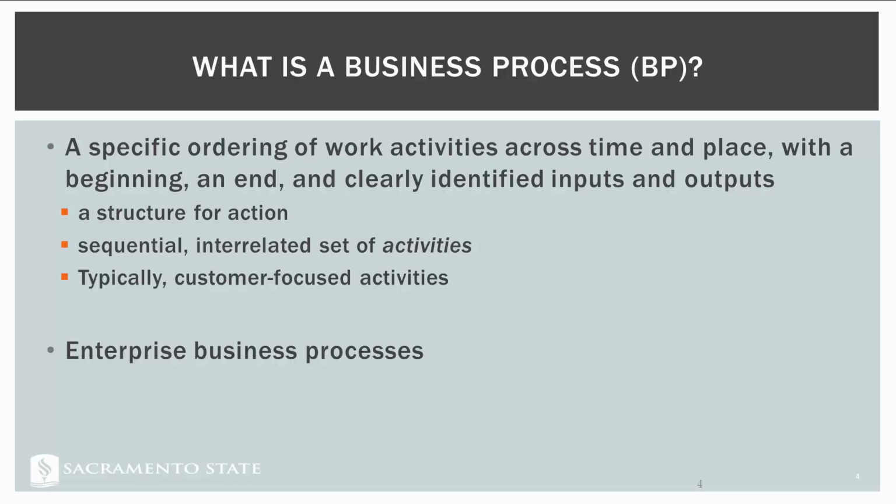It also has been described as a structure for action, which I think is a little vague. I like the definition, the sequential interrelated set of activities. And oftentimes we are specifically talking about customer-focused activities, although it doesn't have to be. So we're clearly talking about a set of activities, a set of tasks, a set of things that happen over time. So something happens, then something else happens, then, depending on what happened in the last step, either this or this happens, and we can map out how a process works across time and across people and place.